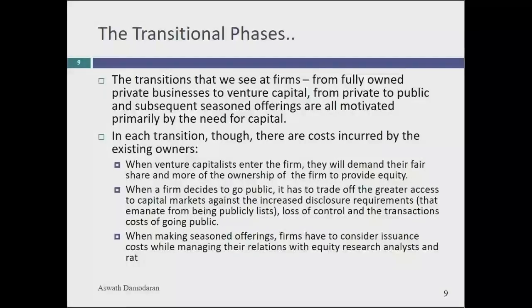So what you have in this life cycle are transitional phases. A young private company's first transition is when you get too big for owners' equity and you've got to approach the VC. And remember, VCs are not charitable institutions. They're going to extract their pound of flesh when they invest in you. This is like Shark Tank with really, really, really crazy sharks.